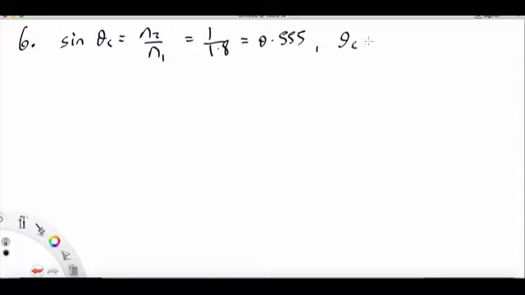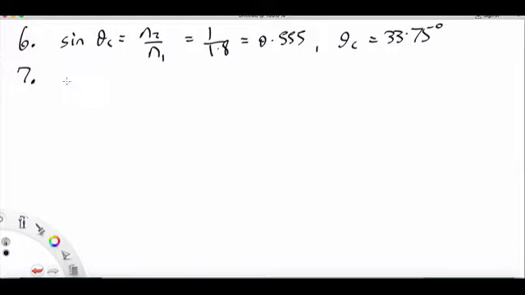Now number 6, sine of the critical angle is n2 over n1, 1 over 1.8, which is 0.555, so the critical angle is 33.75 degrees. And remember, we don't turn it into minutes and seconds because we want everything to be a decimal.